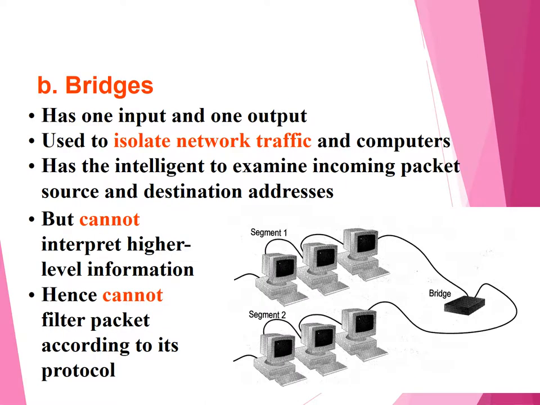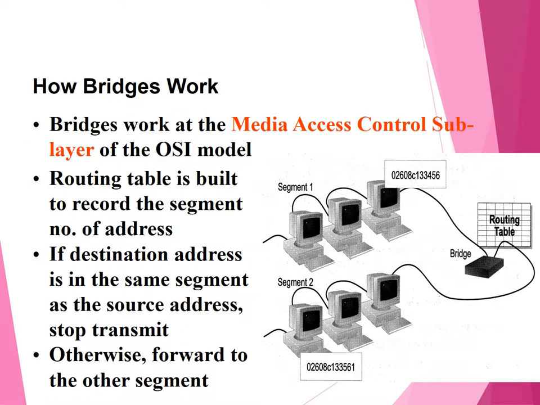A bridge has one input and one output and is used to isolate network traffic. It has the intelligence to examine the incoming packet's source and destination address, but cannot interpret higher level information, hence cannot filter packets according to protocol. Segments 1 and 2 are connected by a bridge, which works at the media access control sublayer of the OSI model. A routing table is built to record the segment number of each address. If the destination address is in the same segment as the source address, stop transmission, otherwise forward to the other segment.